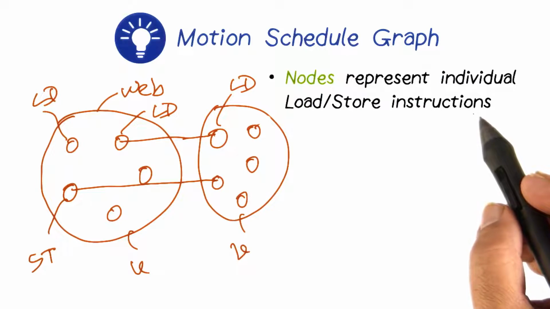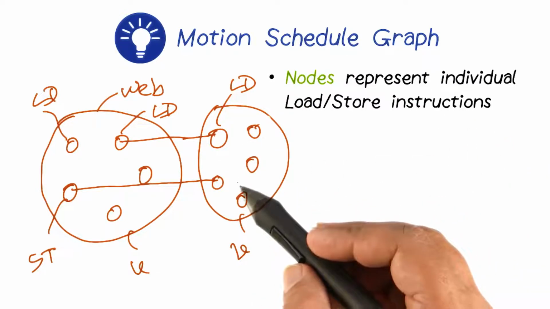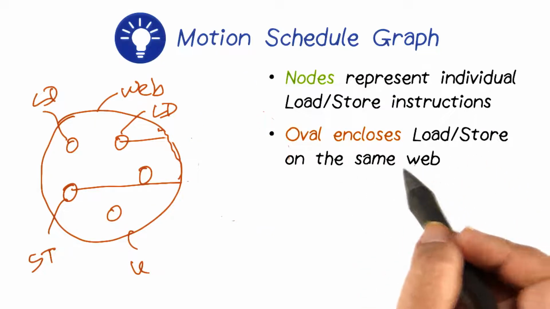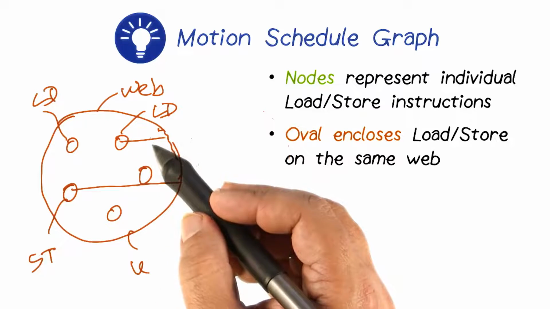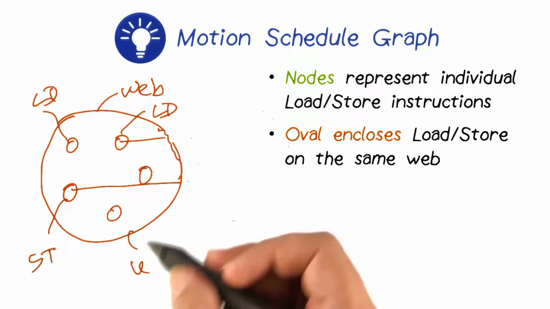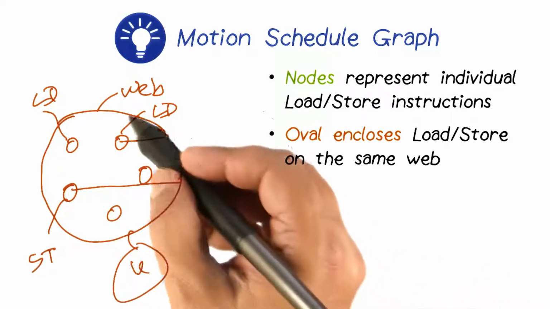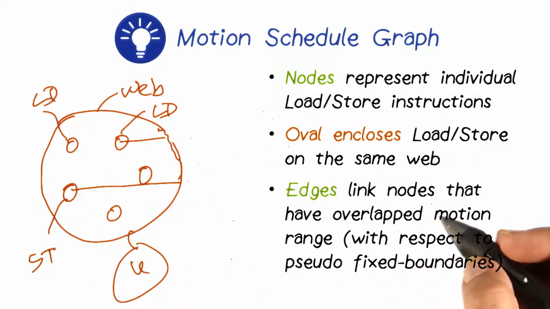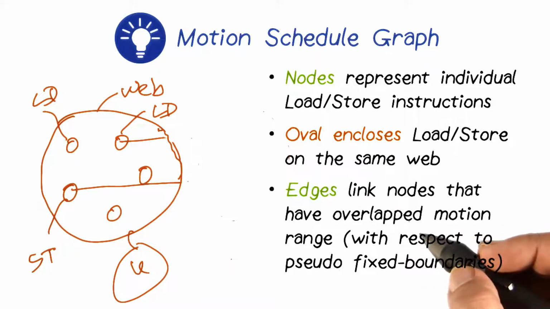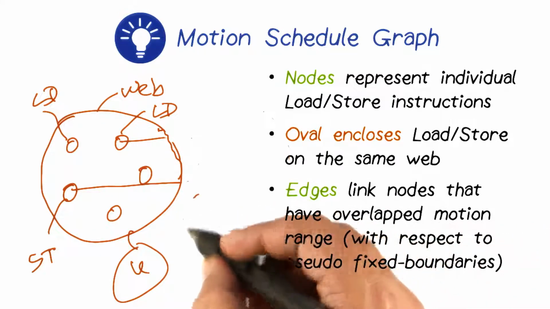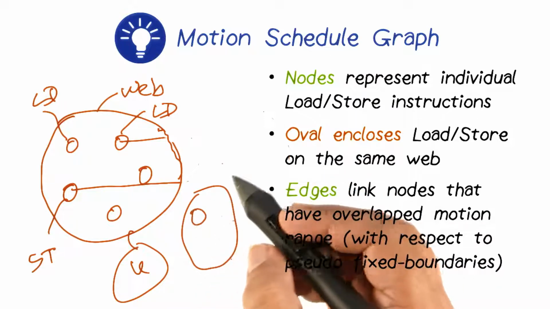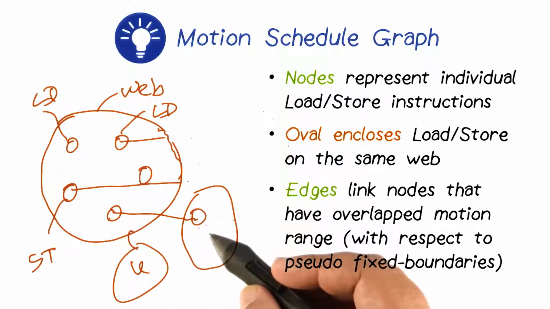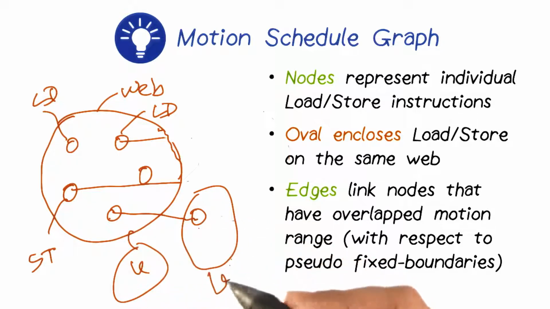So in other words, to summarize, the individual nodes represent the load stores for a particular web. The oval that surrounds the load stores represents the variable which has those load stores spread across the program points, such as this is a web u, and these are its load stores. And finally, the edges link nodes that have overlapping motion ranges and which can be potentially merged, such as over here, this is another web, and if we have an edge between these two nodes, then this load and this load can be merged. This is for u and this is for v.